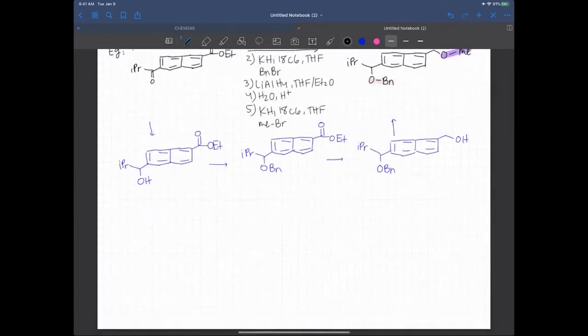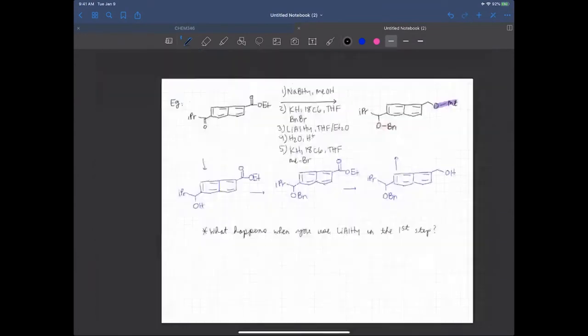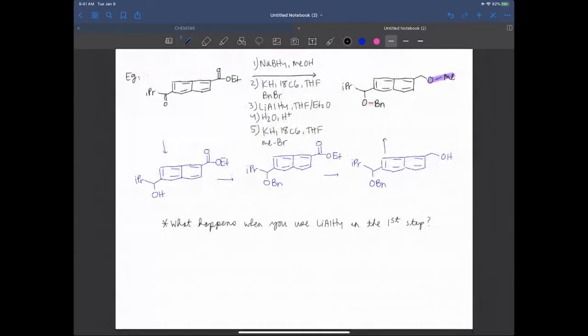So remember, this is just something to remind yourself. What happens when you use LiAlH4 in the first step? I'm writing this here so that when you revise or when you study it, you can ask yourself the same question and make sure you know why we're not using lithium aluminum hydride in the first step.